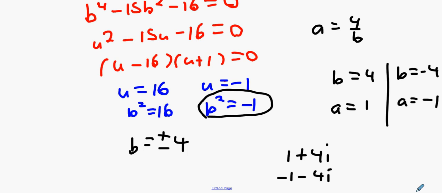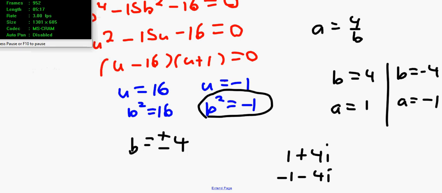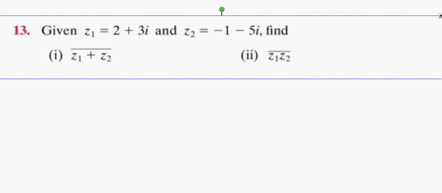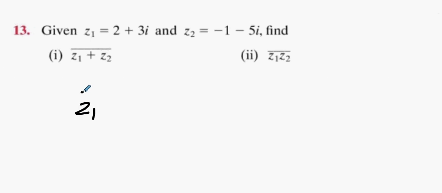Who got that one out of interest? I know I didn't teach us it. But anybody want 13 done? Does anybody know what the bar means? Sorry, that's my bad, alright? So, bar means the conjugate. So what's the conjugate of z1? 2 minus 3i. Remember, you just changed the middle part. What would be the conjugate of z2?